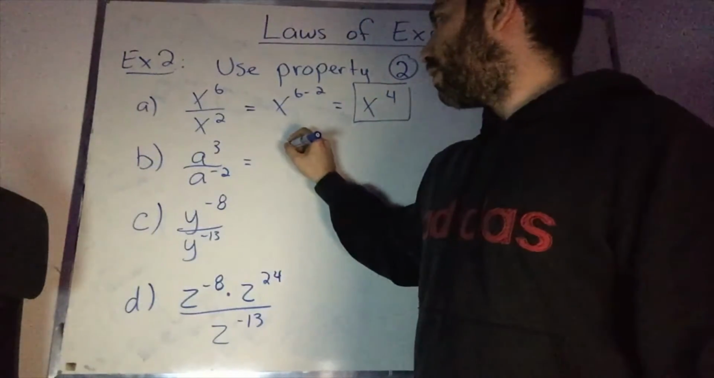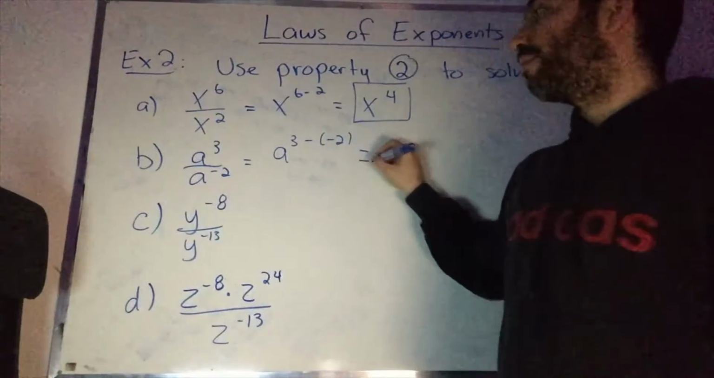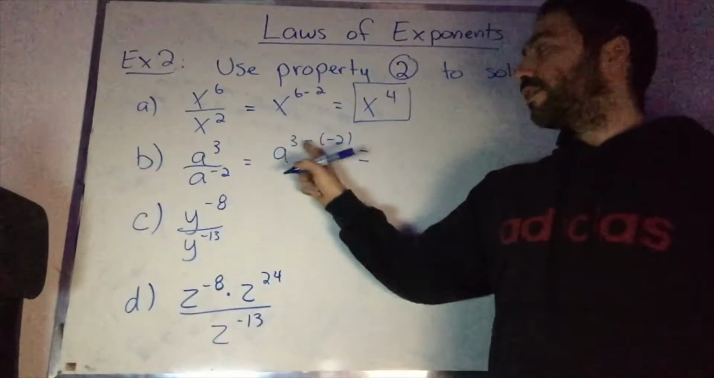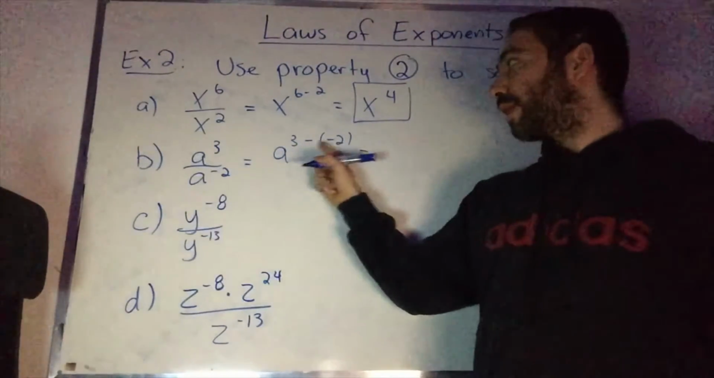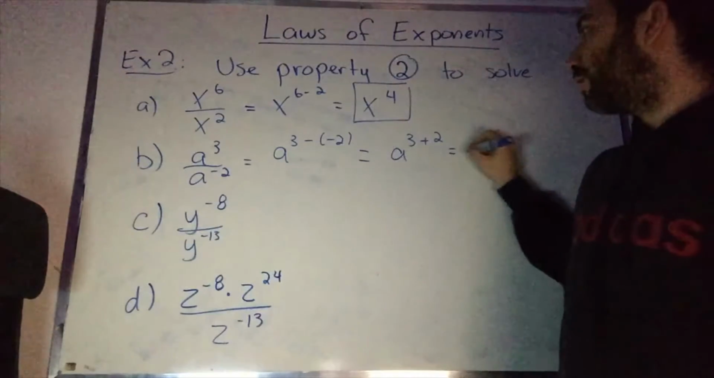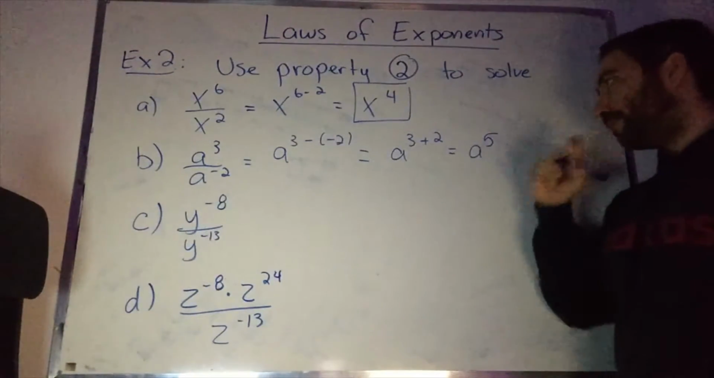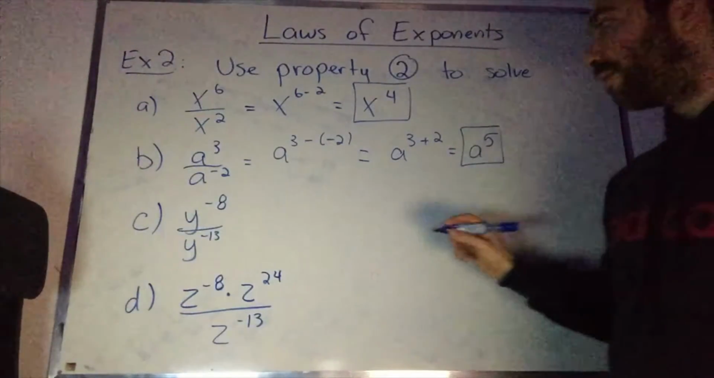Here we have a to the 3 divided by a to the negative 2. So that gives us a to the 3 minus negative 2. Be very careful with the negatives. Two negatives turn into a positive. So 3 minus negative 2 is the same as saying a to the 3 plus 2. So the answer here is a to the 5 because two negatives make a positive.